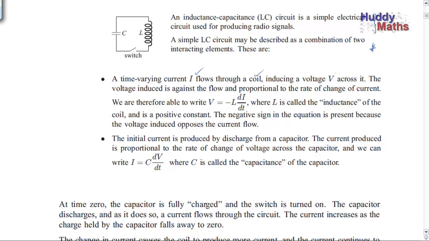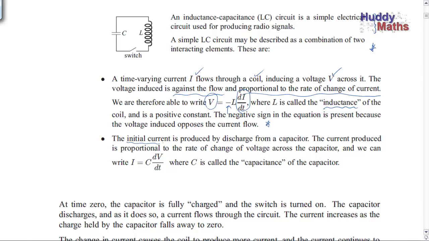So when current flows through a coil, a voltage is induced, due to the changing magnetic field there. The voltage is induced against the flow, and proportional to the rate of change of the current. There we have our differential equation. So the voltage induced is in the opposite direction to the rate of change of the current. And that constant is called the inductance of the coil, how much voltage is induced there. The negative sign in the equation is because the voltage is opposing the current flow, opposite direction.